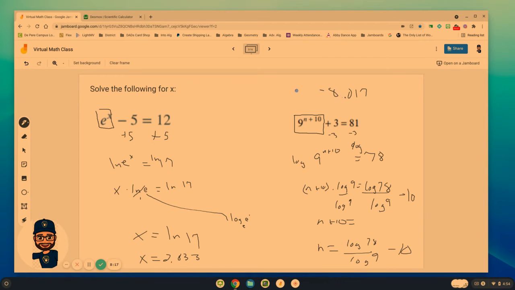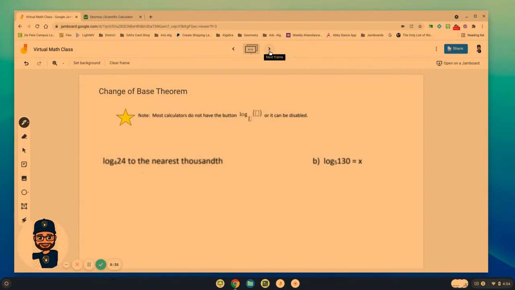8.017 is our n. So anytime we have those variable exponents, we're trying to isolate the part that has the exponent by using addition or subtraction. Then we can take the log of each side so we can move it out front. Now, we also have something called the change of base theorem. What this does is help us simplify how we go about solving or evaluating them to the nearest 10,000th.